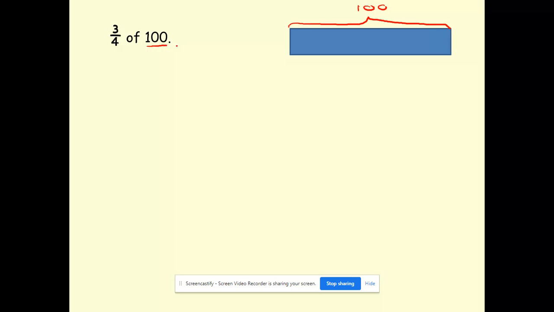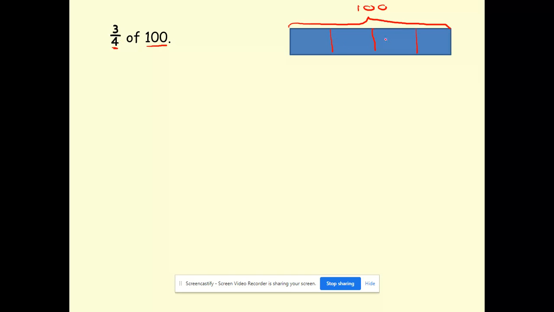We're looking for 3/4 of 100. So I don't want the whole amount, I want 3/4 of it. So what do I need to do? Well, let's split it into quarters first. So here we go. I've split the shape into quarters because the fraction is saying quarters. So it's split into 4 parts here. That's what the denominator is telling me.